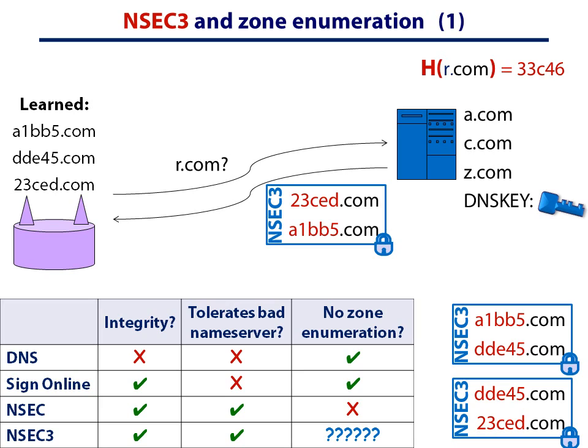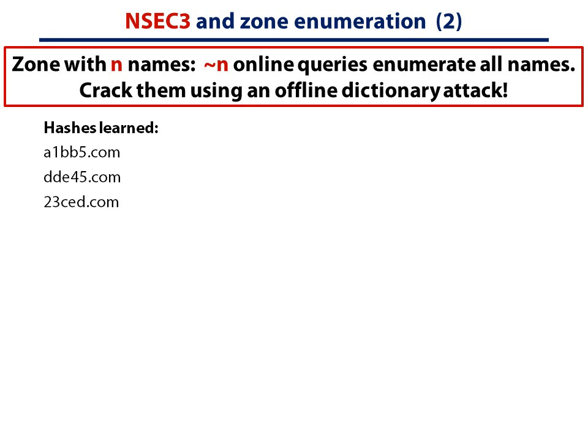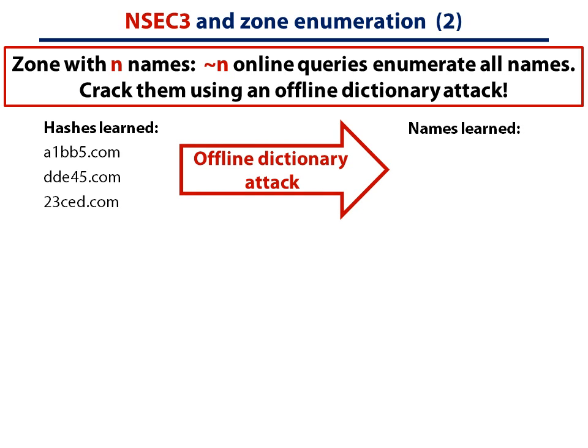And so now let's actually have a look and see what this zone enumerator can do with the information that he's learned here from these hash values that he's collected. So the second part of the zone enumeration attack is actually an offline attack where he takes the information that he learned by making queries to the name server, so these hash values, and he uses an offline dictionary attack to reverse them and learn the actual names in the zone. So how does this work?